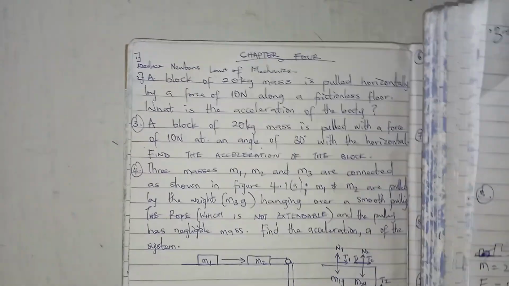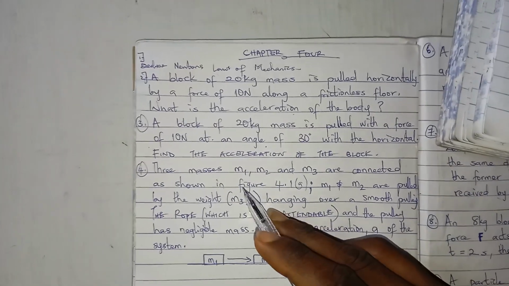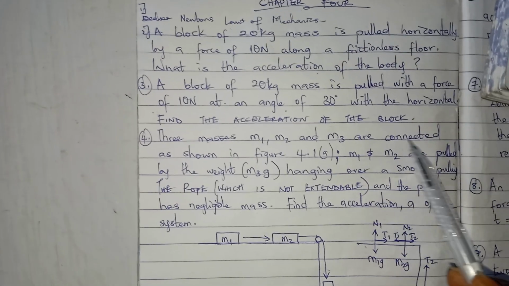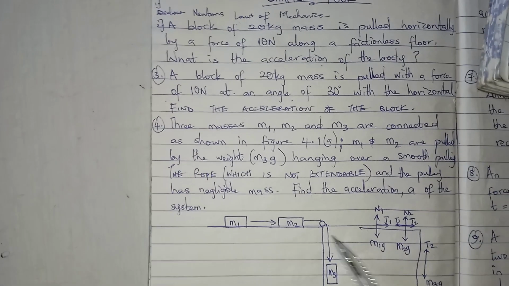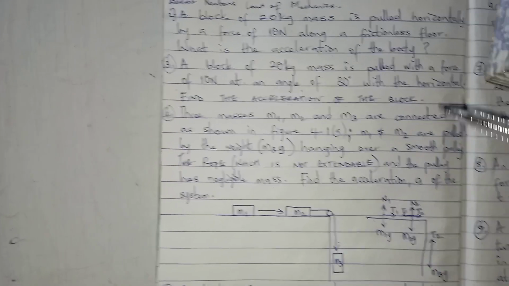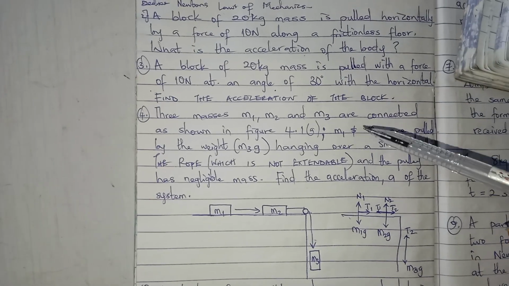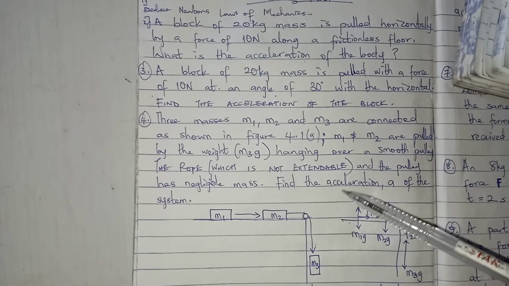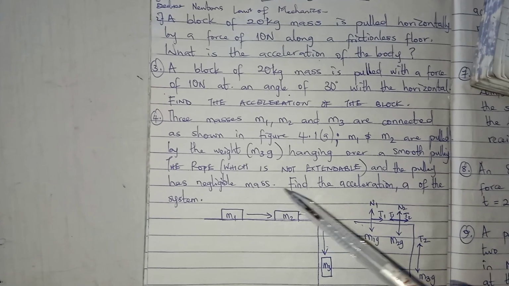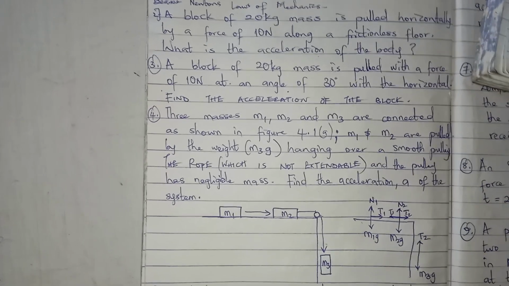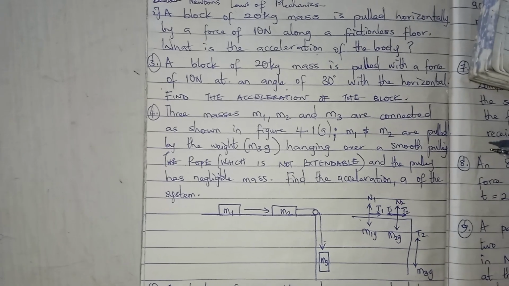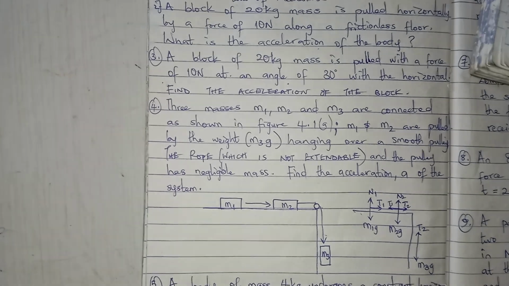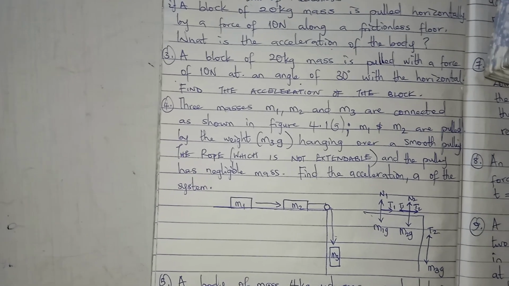Or is it the fourth question? The fourth question. So they said the masses M1, M2, and M3 are connected as shown in figure 4.1. This is figure 4.1. M1 and M2 are pulled by the weight M3 hanging over a smooth pulley. The rope is not extendable, and the pulley has negligible mass. Find the acceleration A of the system. The pulley has negligible mass.